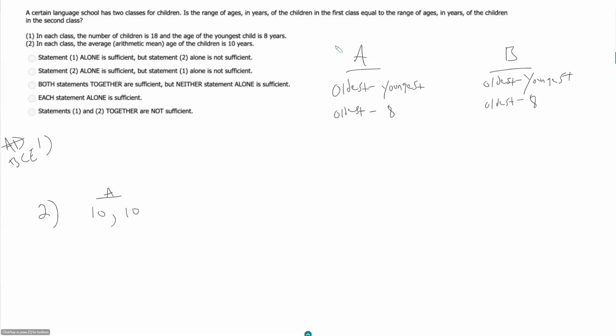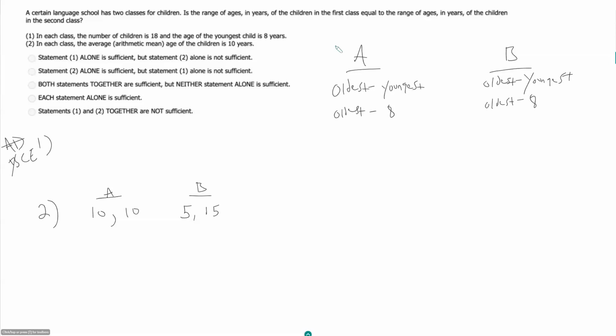So that's going to have a range of 0 because the oldest kid is equal to the youngest kid. And then we have another class, and let's say in this class we got one kid who is 5 and one kid who is 15. I don't know what scenario that would happen, but let's say it did. So in this case, the average is 10, but our range is going to be 10. So different ranges means this is insufficient.